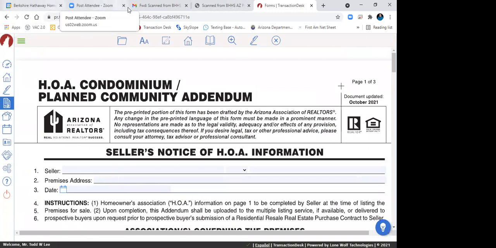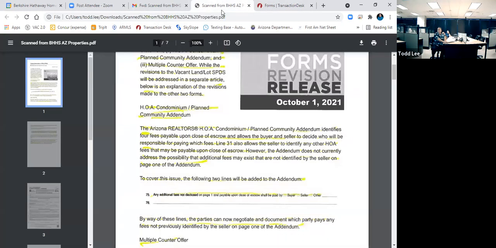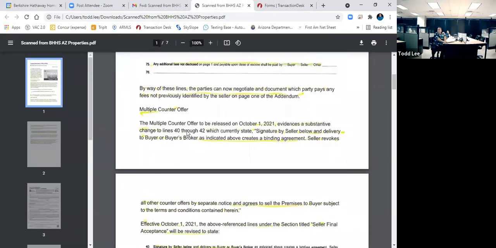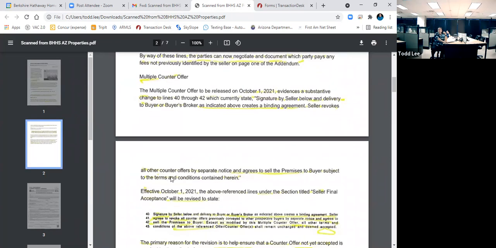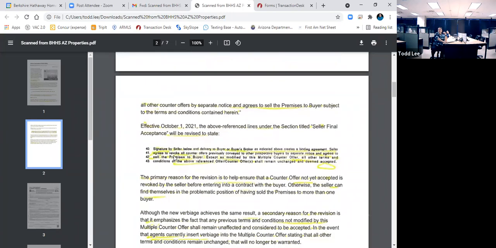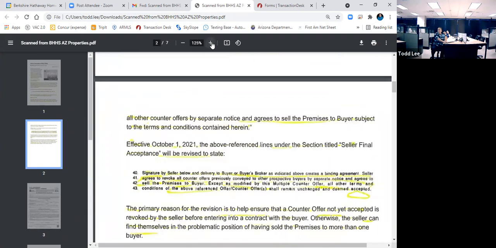All right, the other piece that we had was the multiple counter offers. I'm going to pull that up here next. It says the change is to lines 40 through 42, which currently state: signature by seller below and delivery to buyer or buyer's broker as indicated above creates a binding agreement. Seller revokes all other counter offers by separate notice and agrees to sell the premises to buyer subject to the terms and conditions. And effective now, the way it reads is, let's see if I can blow that up a little bit more. There we go.